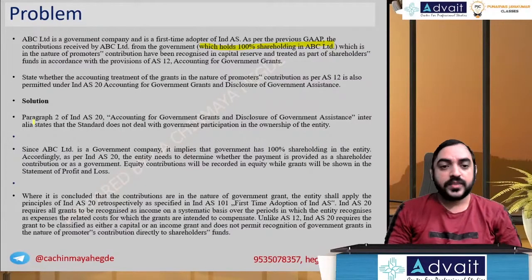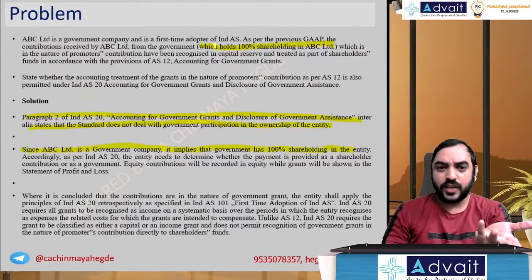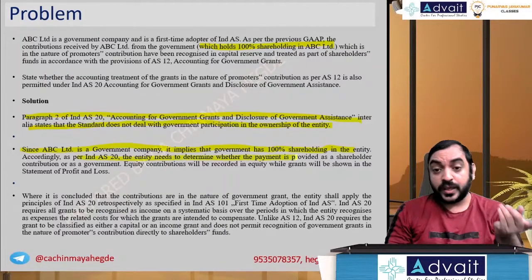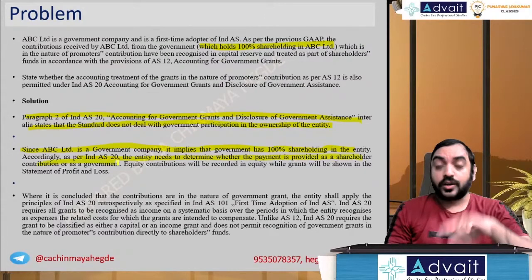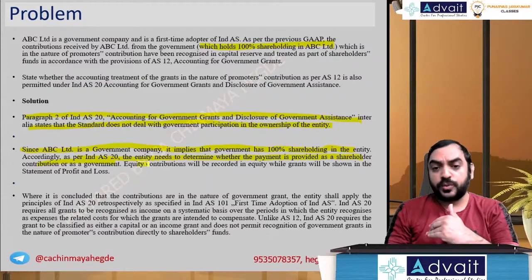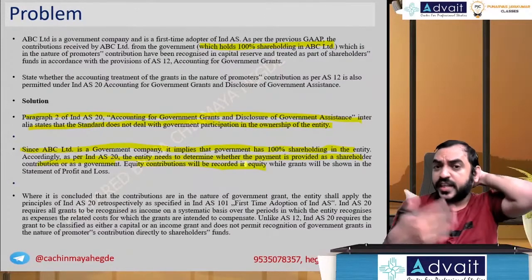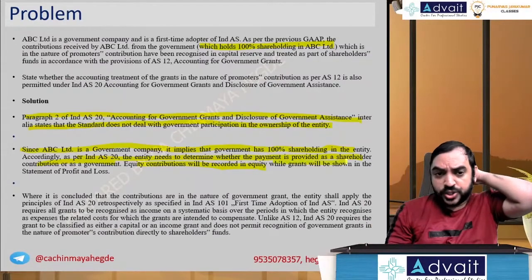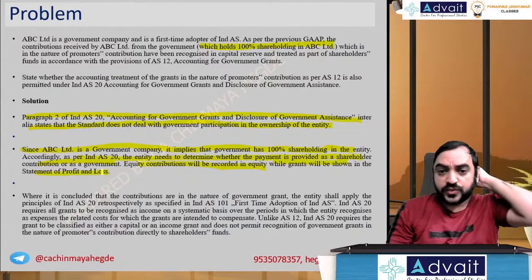Let's see what they say. Paragraph 2 of Ind AS 20 states that the standard does not deal with government participation in ownership of the entity. Since ABC Limited is a government entity, it implies the government has 100% shareholding. Accordingly, under Ind AS 20 one needs to determine whether the payment is provided as a shareholder or as a government. If as a shareholder, the equity contribution will be recorded in equity, that is, share capital. But a grant will be shown in the statement of profit and loss.